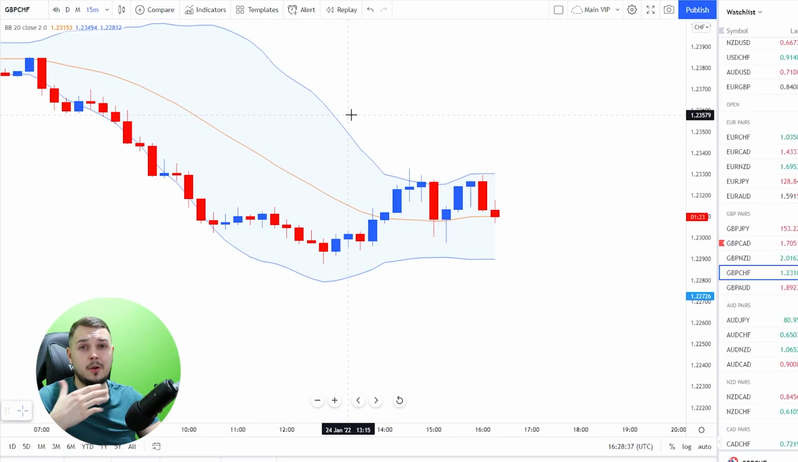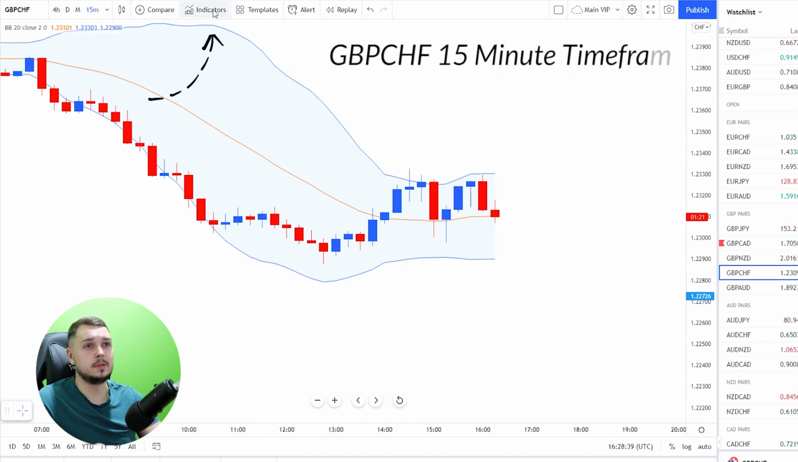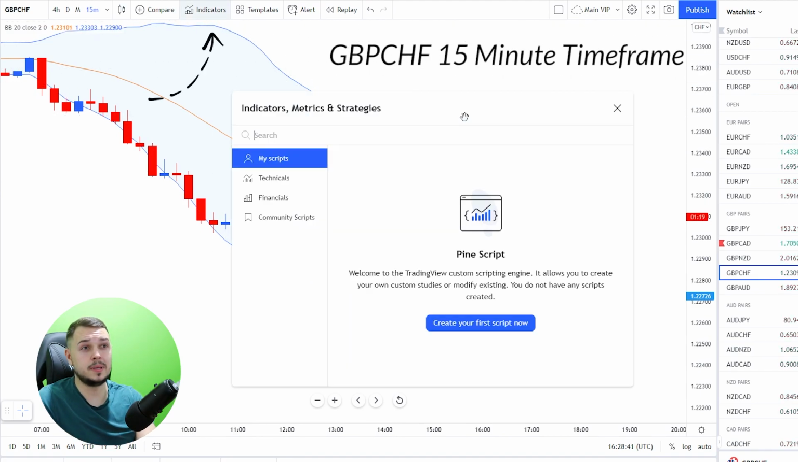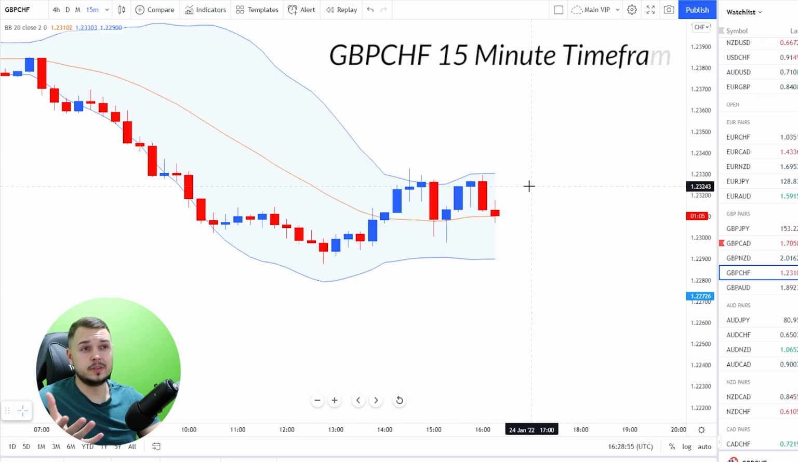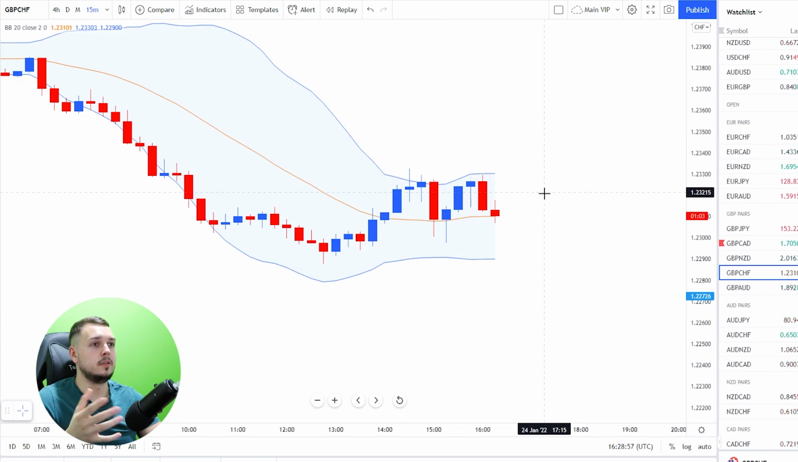So sometimes I even like using Bollinger Bands when scalping. So go inside indicators and type in Bollinger Bands. It will be the third one under technicals. After you close off the screen, you will have something in regards to this on your chart.